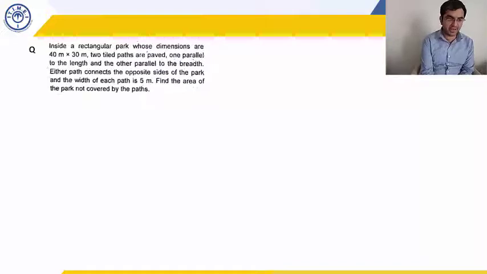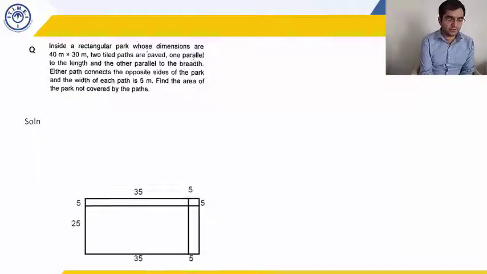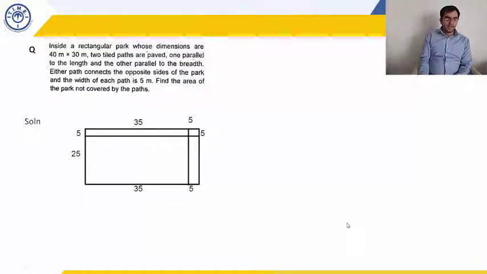Okay, let's look at the diagram. The diagram would look something like this. I have a rectangular park of length 40, breadth 30, and I draw two paths of width 5 meters. So this is a width of 5 meters. This path is parallel to the length. This path is connecting opposite sides of the park. This path is parallel to the breadth. It is connecting opposite sides of the park and it has a width of 5 units.